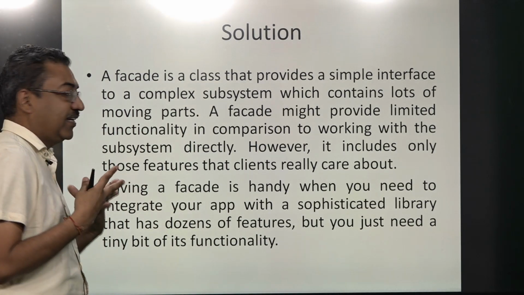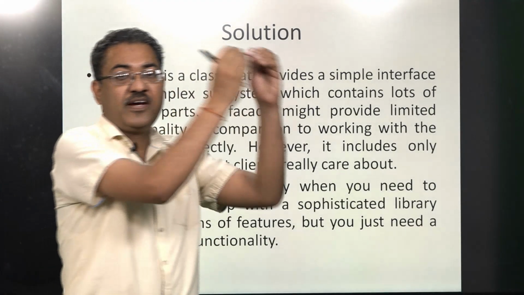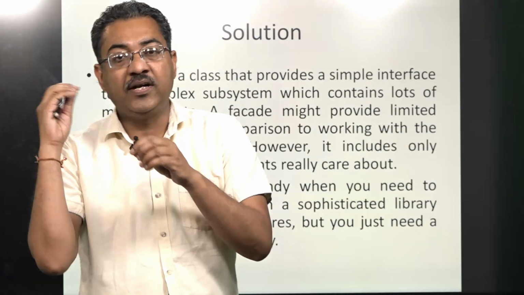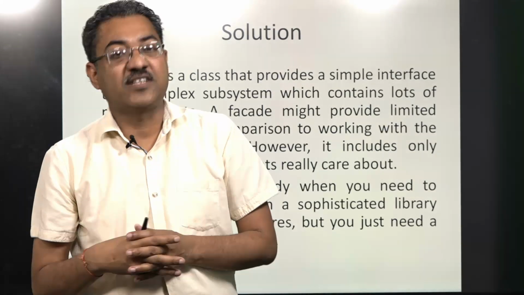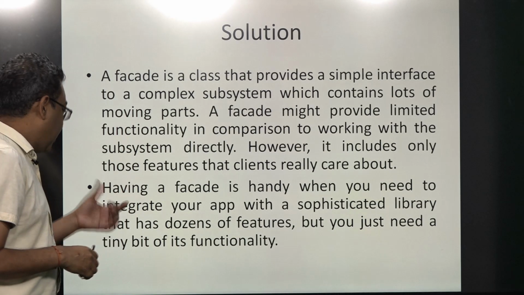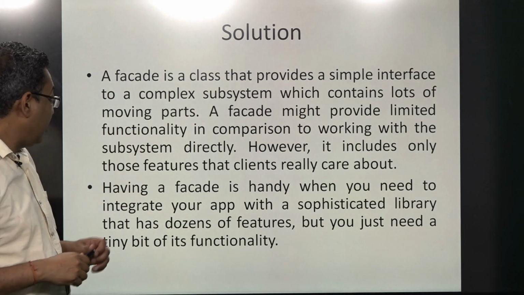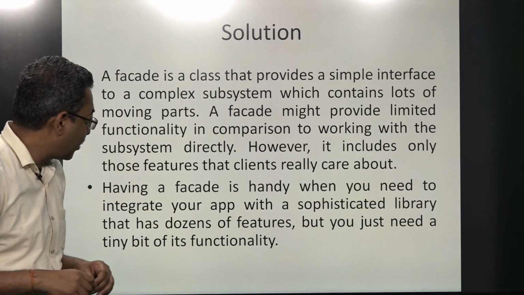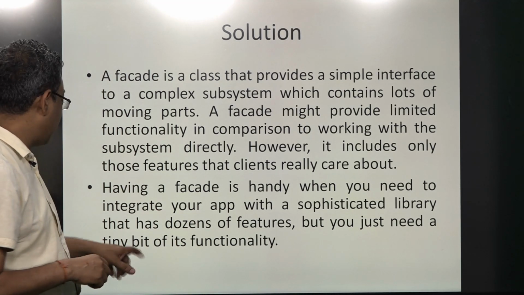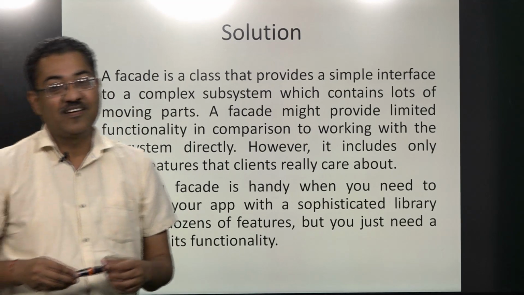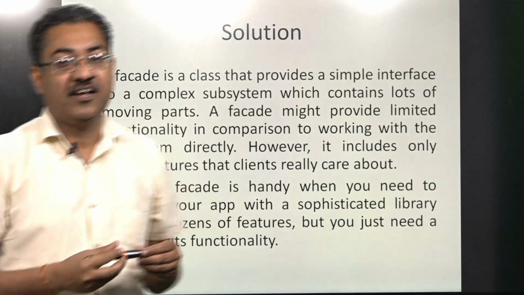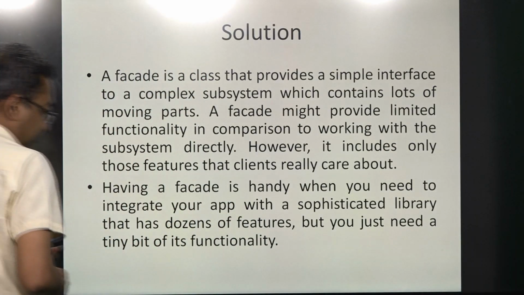हमारे क्लाइंट को क्या चाहिए भैया, बाकी सब कुछ तो हो रहा है, तो उनके लिए facade या लाइब्रेरी are there, interfaces are there, we want to integrate or we want to create a new system that takes care of our billing system, right. Next point, having a facade is handy when you need to integrate your app with a sophisticated library that has dozens of features but you just need a tiny bit of its functionality. मतलब अगर हमें एक नया फीचर डालना है और उसके लिए हमें छोटे छोटे पार्ट चाहिए, क्या वैलिडेशन वाले, तो हम क्या करेंगे, we will go for the facade.